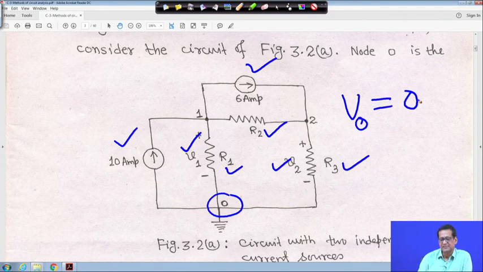This is the first thing: unless it is mentioned otherwise, V0 is generally taken as 0 volt, and the 2 nodes are given as 1 and 2.